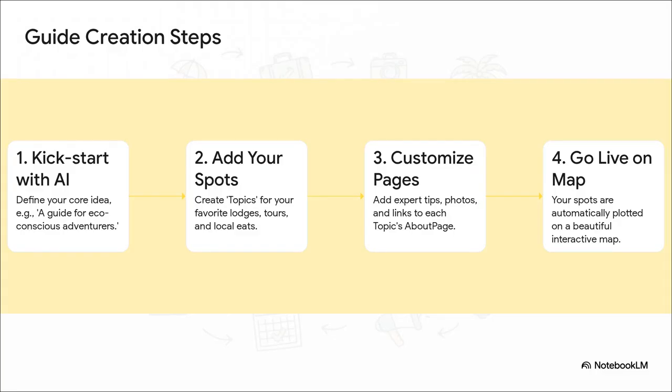And building it is, honestly, a breeze. First, you just kick things off with the AI Maker. You literally just tell it your idea. From there, you start adding your favorite spots. We call them topics. You flesh out their About pages with all your expert tips and your best photos. And as you do this, you can watch everything just magically appear on that interactive map. The best part? You don't need to be a designer or a tech guru at all.